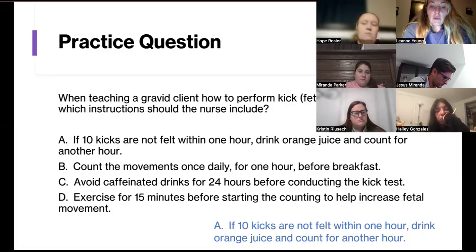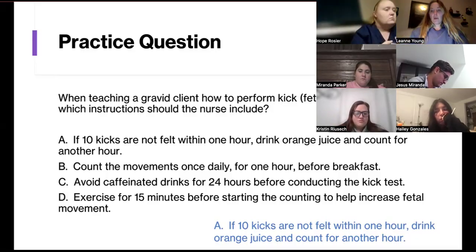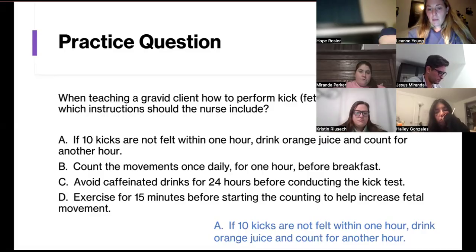Avoid caffeinated drinks for 24 hours. That does not matter really. And then exercising for 15 minutes before starting the counting to help increase fetal movement. That's not really going to do that much either. So, exercise isn't really going to affect whether or not that baby starts moving.